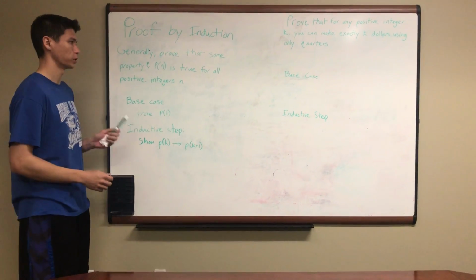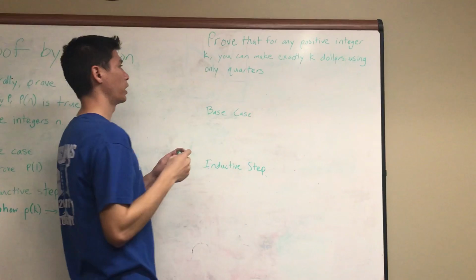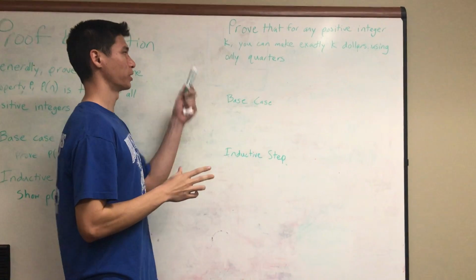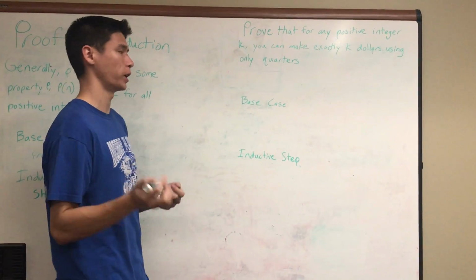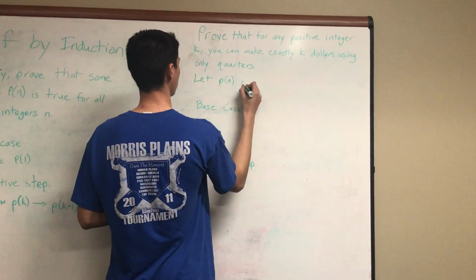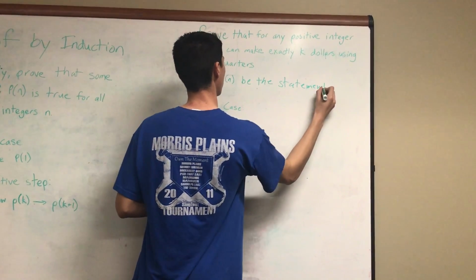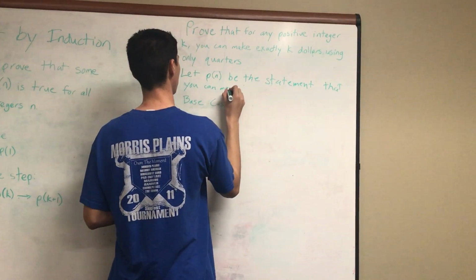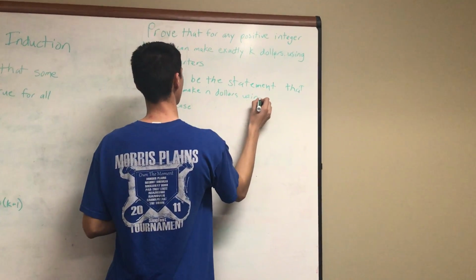I'm going to show how this works with an example. Let's say you wanted to prove that for any positive integer k, you can make exactly k dollars using only quarters. This is a really basic example. You can immediately see that this is true just by looking at it. But I'm going to show how you would prove this by induction. So let P of n be the statement that you can make n dollars using only quarters.